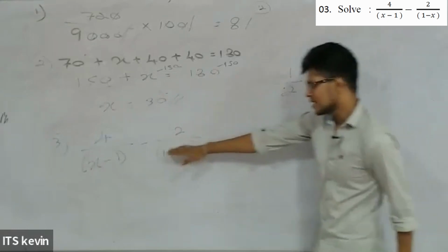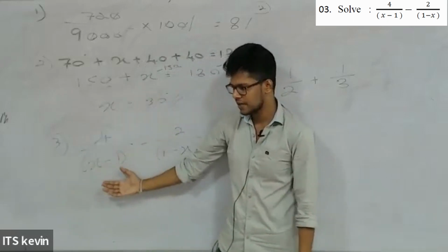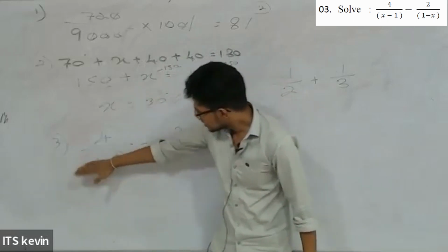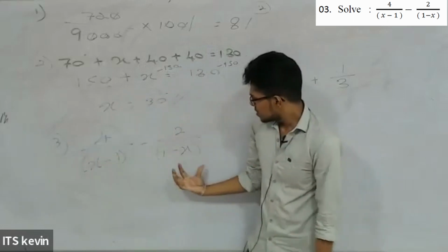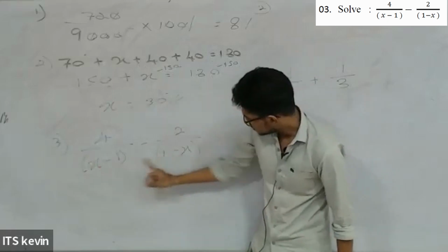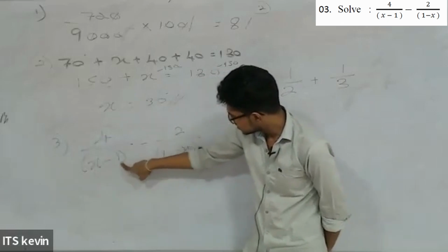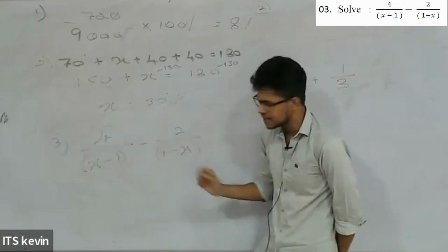So here also same. X minus 1 is some number. It is just a number. Even though we have English letters, it is just a number. So the denominators should be equal. But here the denominators are not equal. But when you look at this, you can see there's a relationship, right? This is x minus 1. This is the other way around, 1 minus x.